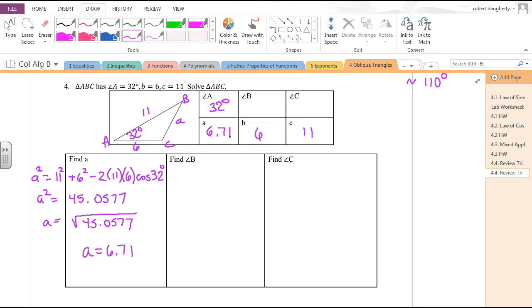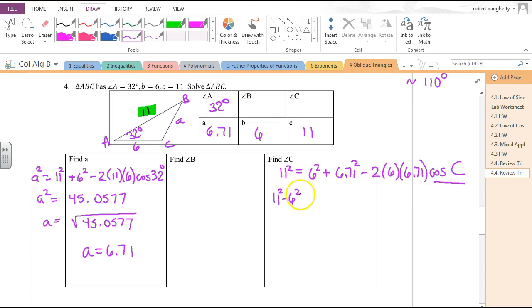Since I've got more room over here where C is, let's use it to solve for angle C. So according to the law of cosines, if I'm looking at that side, I know that 11 squared has to equal 6 squared plus 6.71 squared minus 2 times 6 times 6.71 times the cosine of the angle that's in between there, which is C. So now it's just a matter of solving this for angle C. So 11 squared minus 6 squared minus 6.71 squared over negative 2 times 6 times 6.71 equals the cosine of C. So I'm going to put this in my calculator.